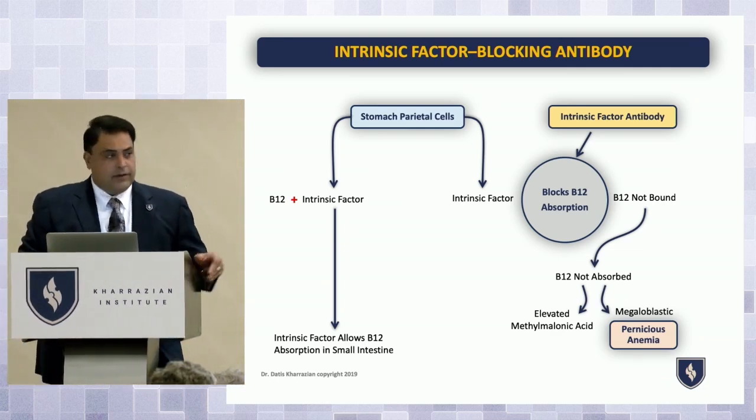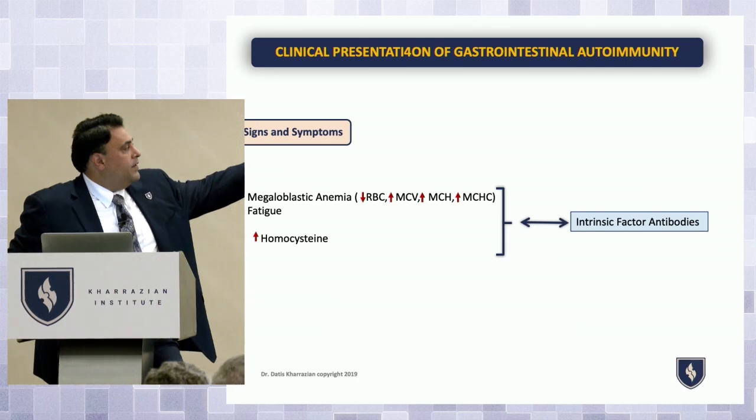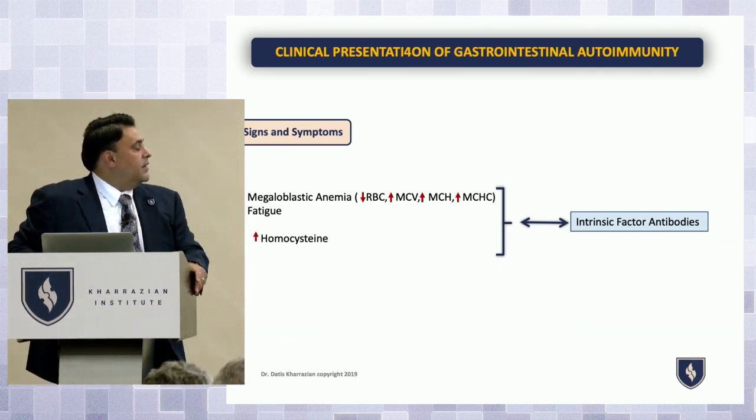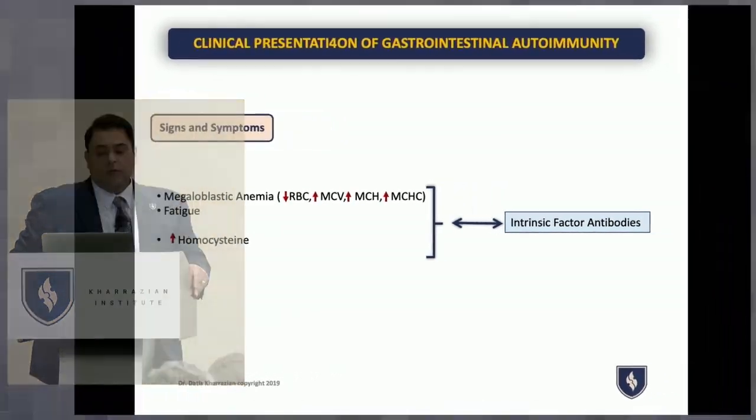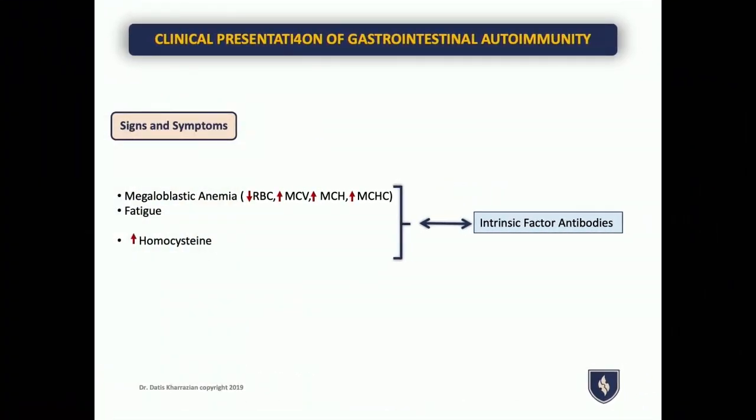So the key thing, and by the way, this is the megaloblastic pattern: low RBC, hemoglobin, hematocrit, high MCV, MCH, MCHC. If you guys see that, they can't absorb B12. Usually you also see high homocysteine with that. Then you want to run the intrinsic factor blocking antibodies.